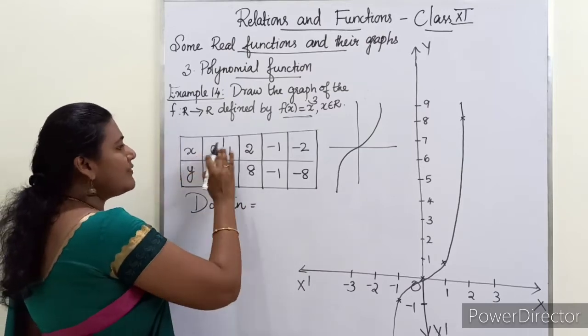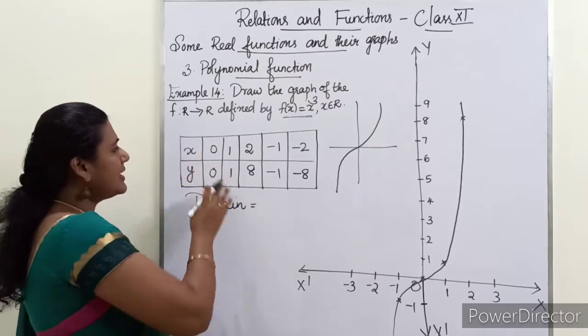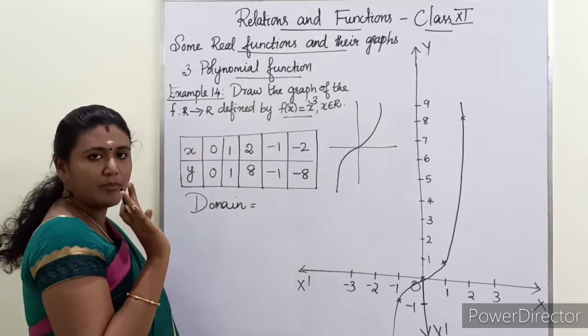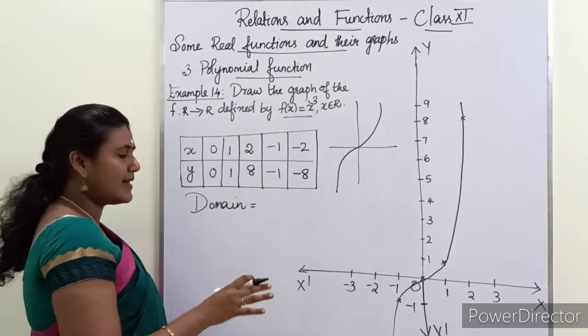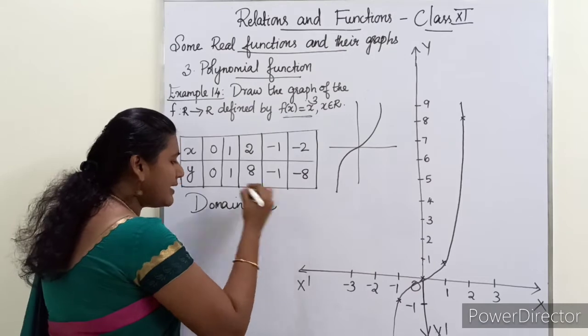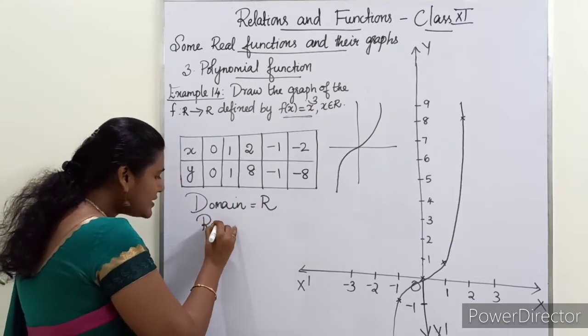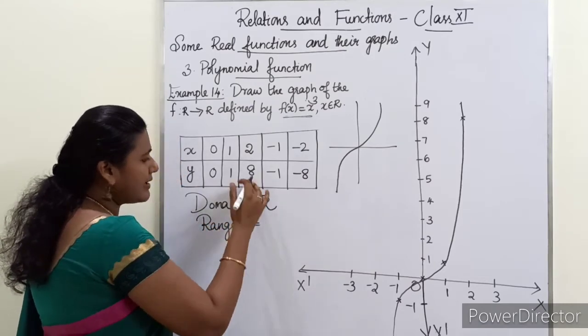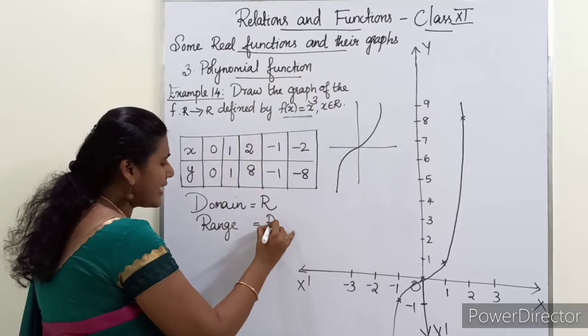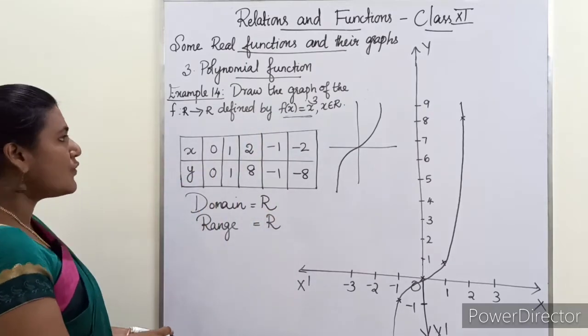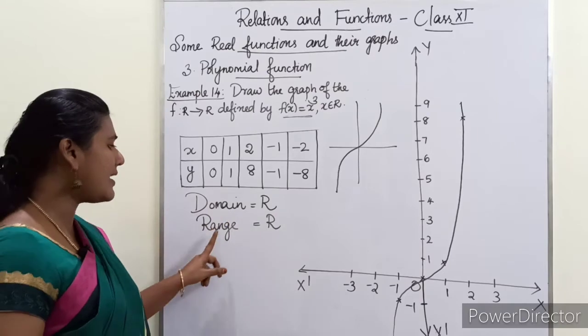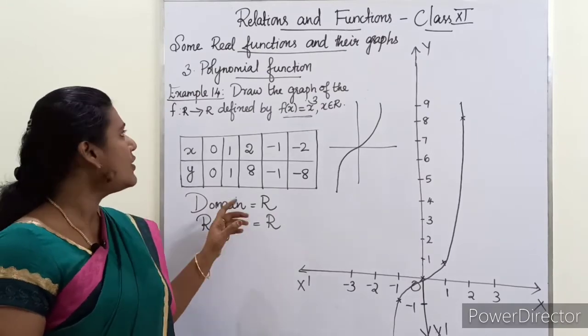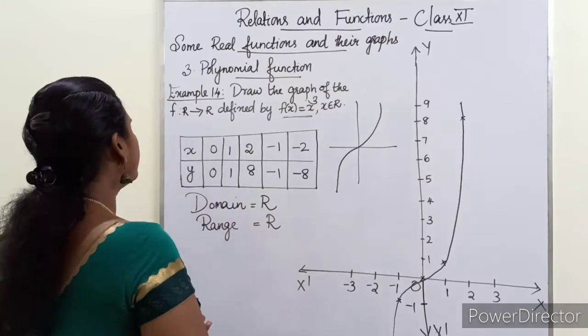Domain means all the values of x. Here x can take all the real numbers, negative, positive, all the real numbers x can take. So the domain is R, and the range also will get all the real numbers. So range also will be R only. So for this function, domain is R and the range is equal to R. Now we will see the next function.